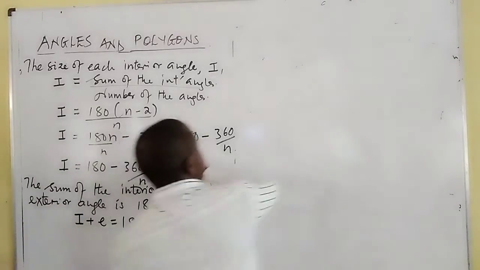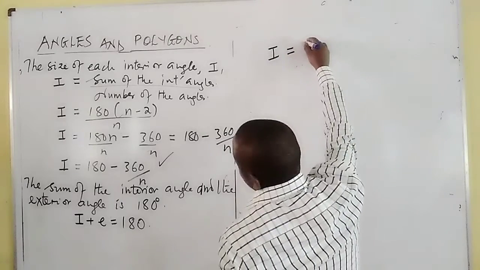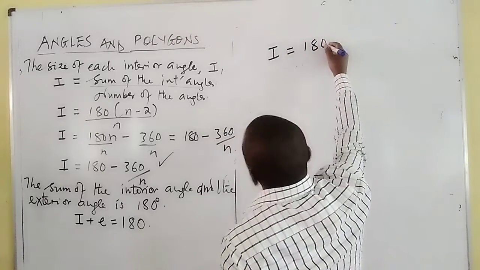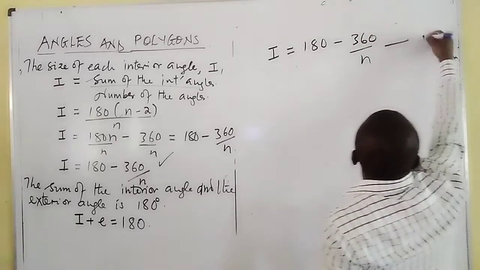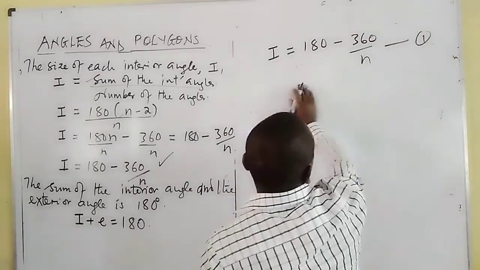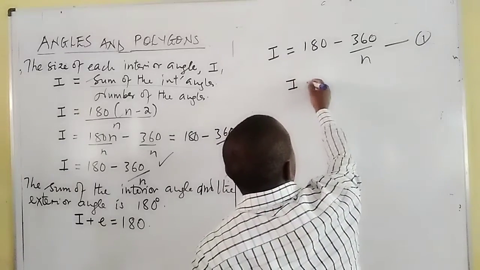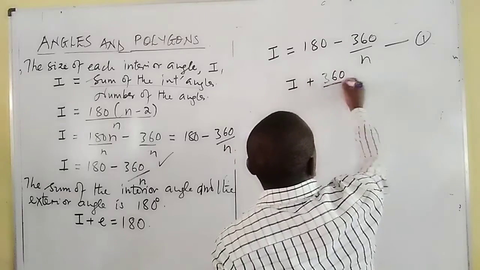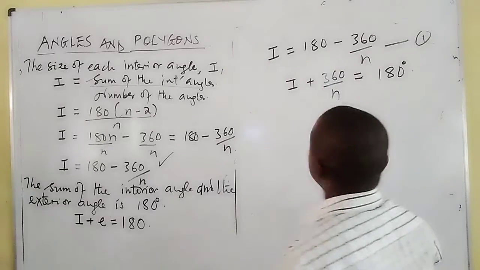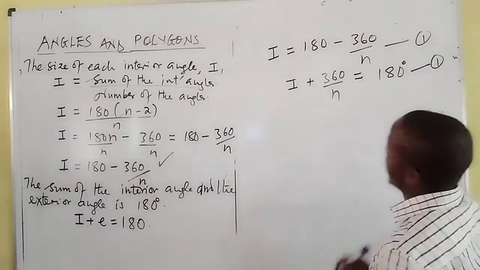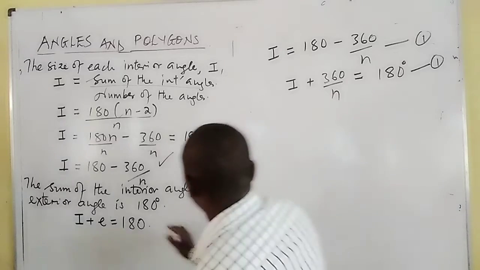So, remembering this formula, we can have interior angle is equal to 180 minus 360 all over n. We can call it 1, and manipulating it, interior angle plus 360 all over n give us 180 degrees. So this is formula 1 from here. Again, we can call this one 2.